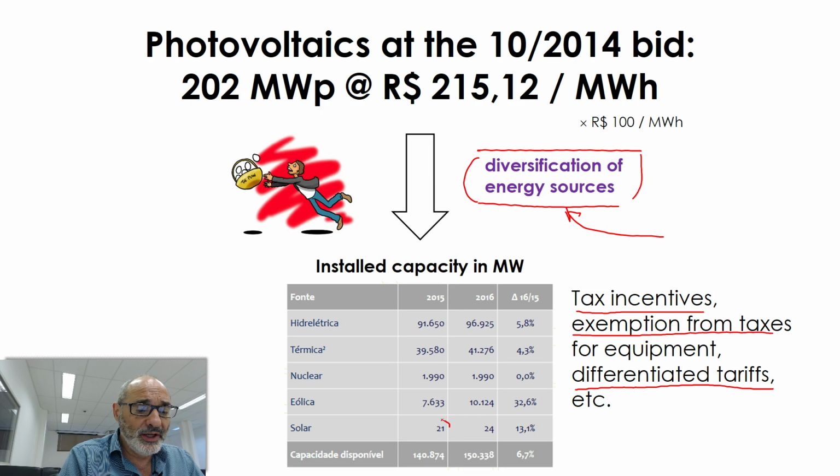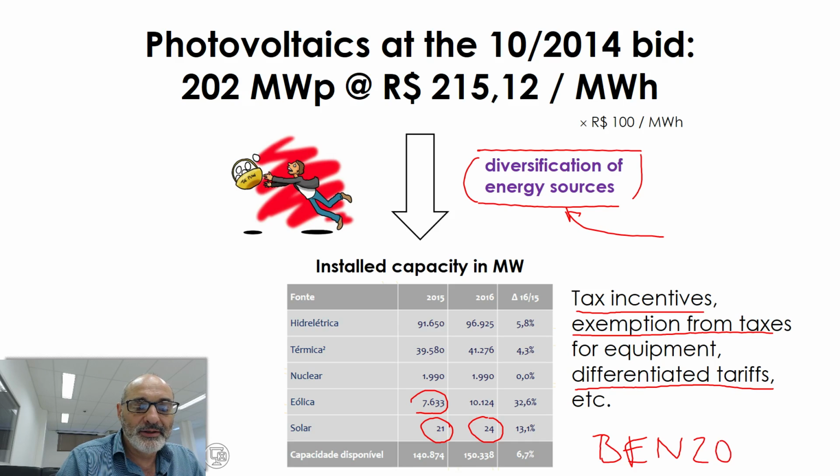This is just to show you that solar energy is really small compared to wind energy in Brazil. This is from the Balanço Energético Nacional 2016, which is the national statistics on energy in Brazil, okay? Just to show you that the amount of photovoltaics is really small, okay?